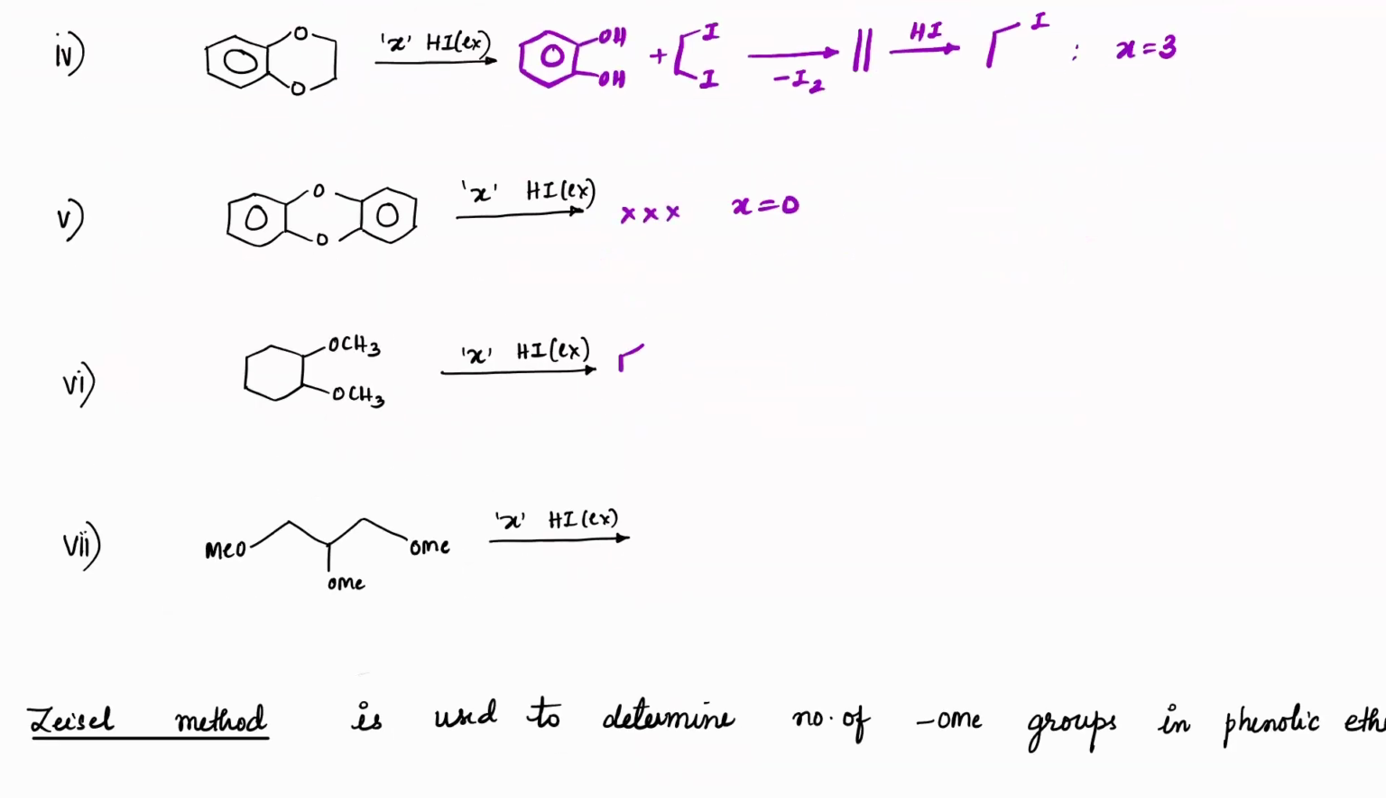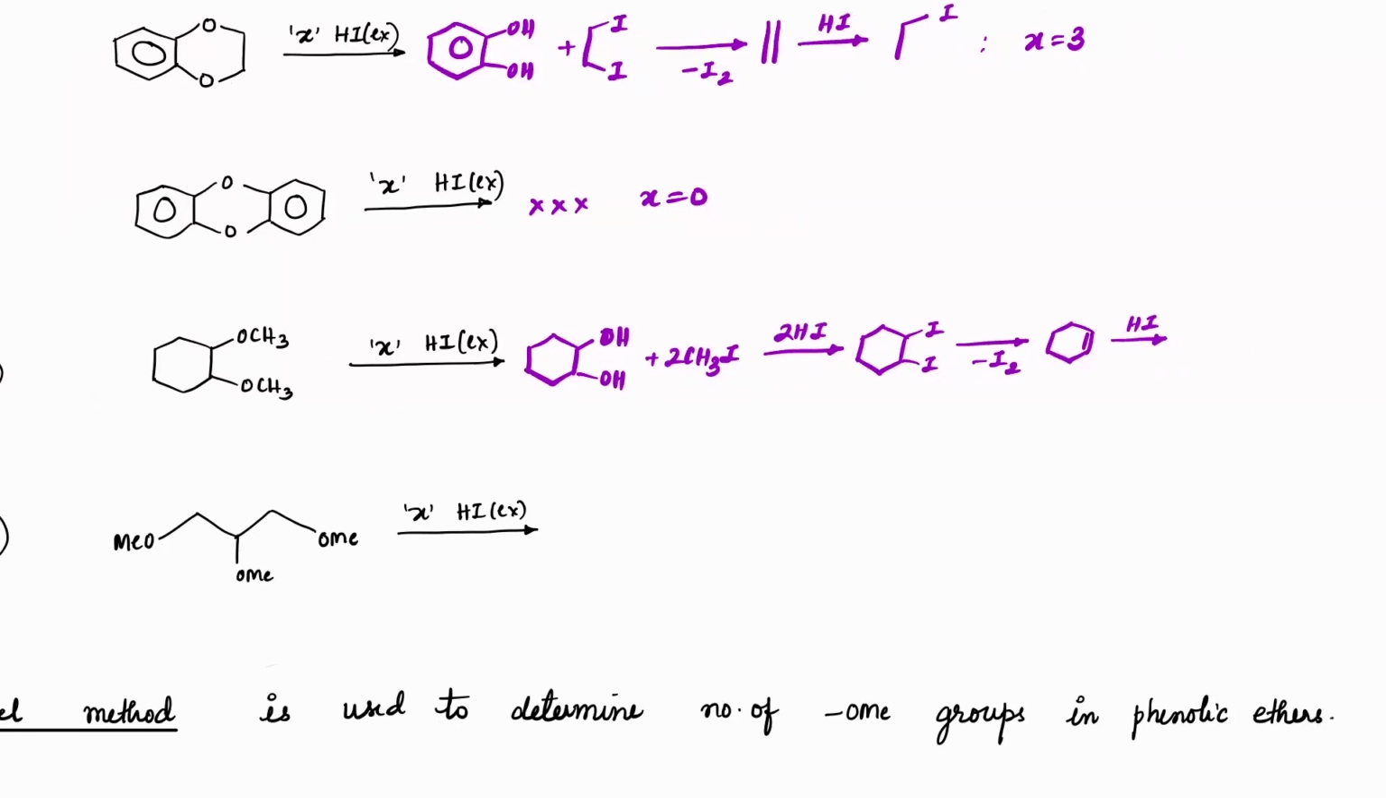Next case is very interesting again. Check out here. We will have OH and OH first with 2 moles of CH3I. And this OH will require again 2 moles of HI to replace both those OH groups with iodides. And again, these iodides are unstable, so it will give away I2. So you'll get a double bond. That when you react with HI, we will get this as iodide here, right? So therefore, X is equal to 2 plus 2 plus 1. So again, 5 moles.